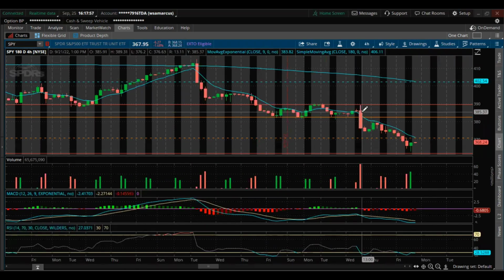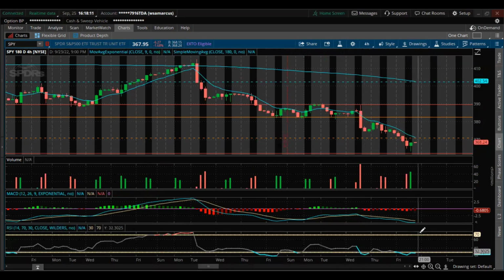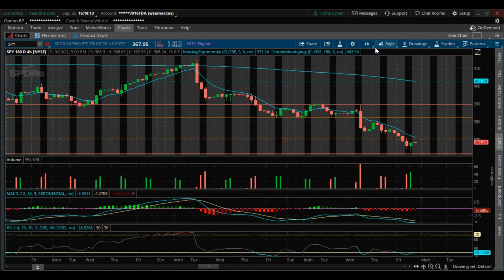Now, if you wanted to get in recently, you could have got in over here on September 21st, and you could have held it all the way from 386 down towards 363, which is amazing when it comes to options, right? So now we're more on the oversold side, so you want to watch for that possible bounce.